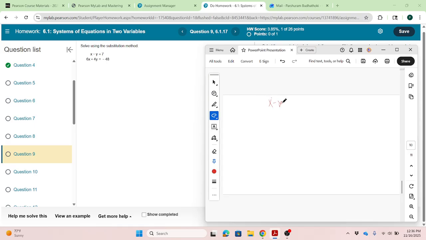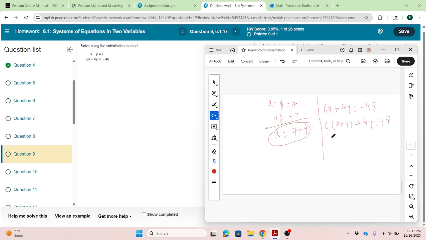As you can see here, the first one is easy: x minus y equals 7. I can solve for x by adding y to both sides. That gives me x equals 7 plus y. I'm going to substitute this value of x in the second equation, which is 6x plus 4y equals negative 48. I'm going to put x equal to 7 plus y. By doing that, I can change the equation in two variables into an equation in one variable, in this case variable y.